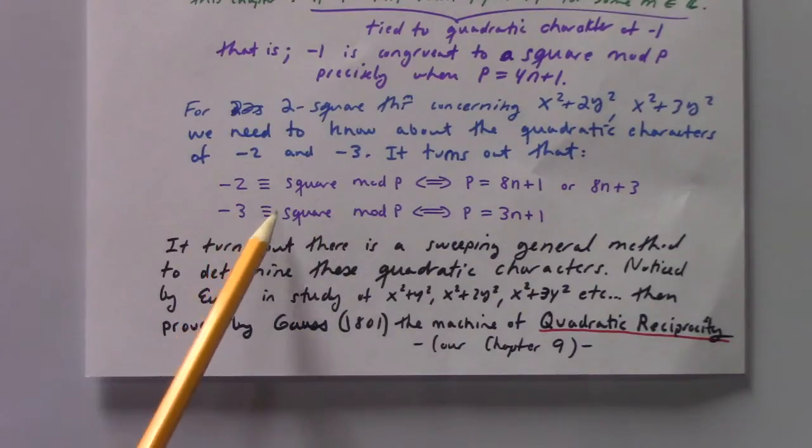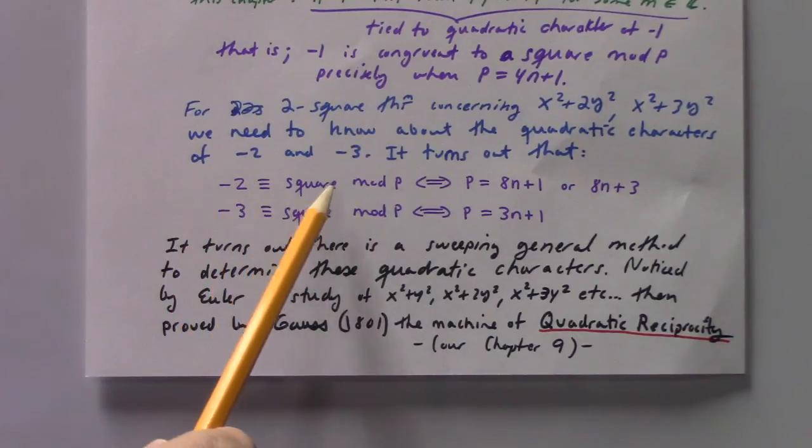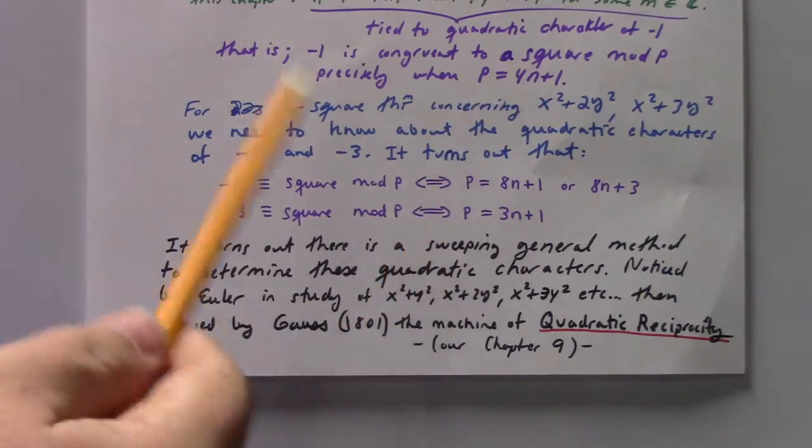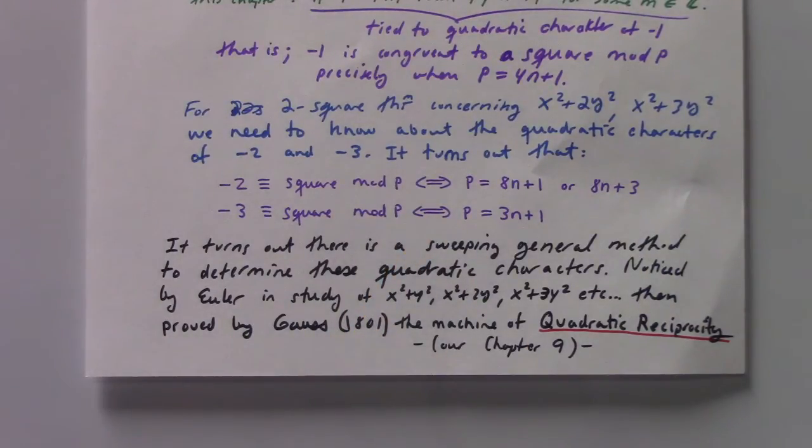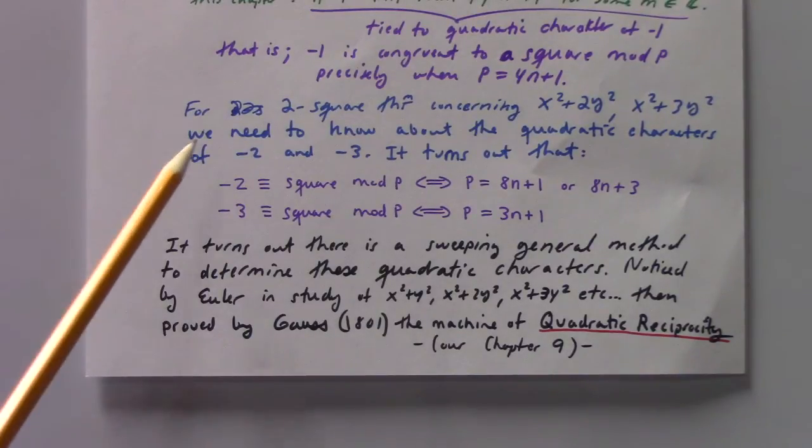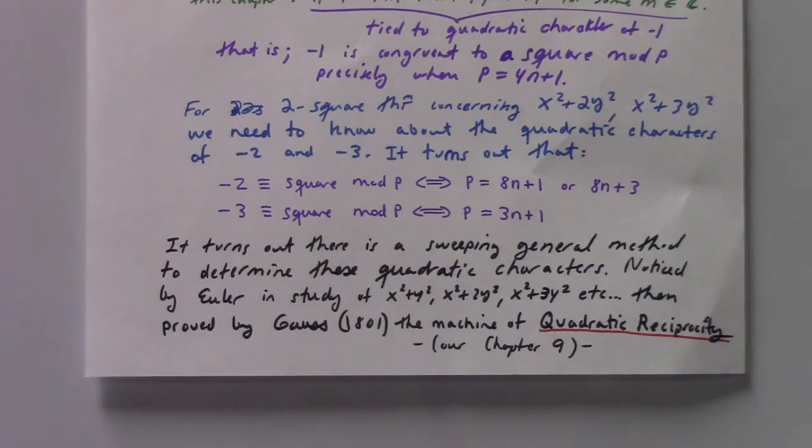We had that minus 1 was congruent to a square mod p where p is equal to 4n plus 1. That was the big deal in chapter 6, basically. And apparently you can prove something similar for these other cases, x squared plus 2y squared and x squared plus 3y squared. But then, greedier still, there's something called quadratic reciprocity, which will generate all of these different quadratic characters in one fell swoop technique. I look forward to looking at that. I think we'll do that after break.